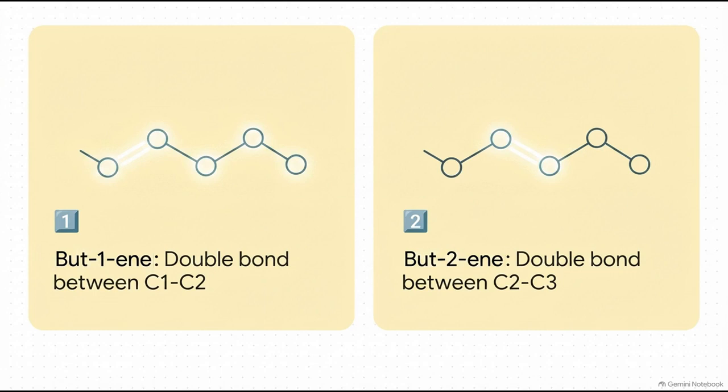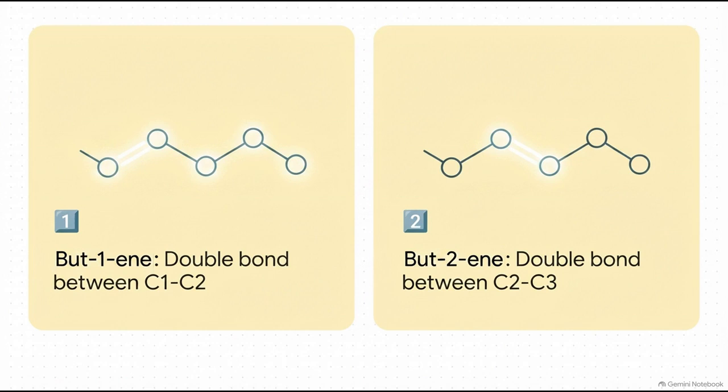Listen closely to the names here. Both of these molecules are butene, with the formula C4H8. The carbon skeleton is just 4 carbons in a row for both. But in but-1-ene, that number 1 tells us the double bond is located right at the start, between carbon 1 and carbon 2. Now consider but-2-ene. That double bond has shifted inwards. It's now positioned between carbon 2 and carbon 3. We didn't change the skeleton, we just changed the position of the double bond.